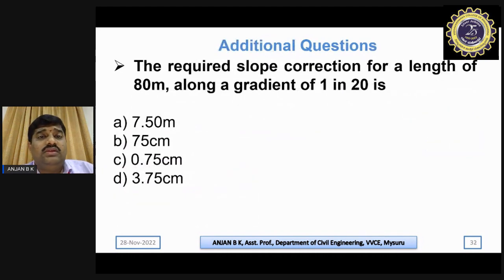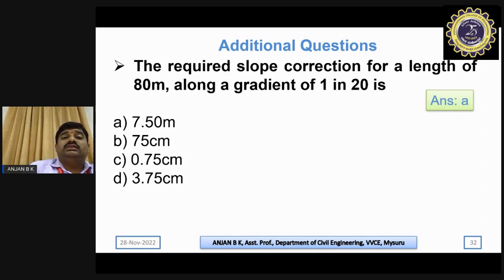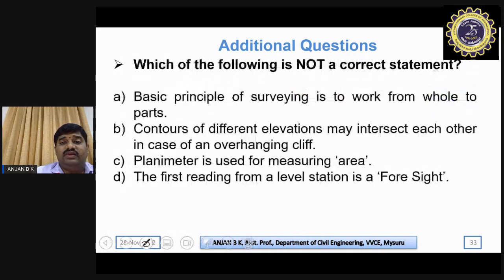So there is another question, additional questions I have. The required slope correction for length of 80 meter along a gradient of 1 in 20. So what is the slope correction? We have the slope correction formula. Using that slope correction formula, you can calculate this length, which comes out to be 7.5.